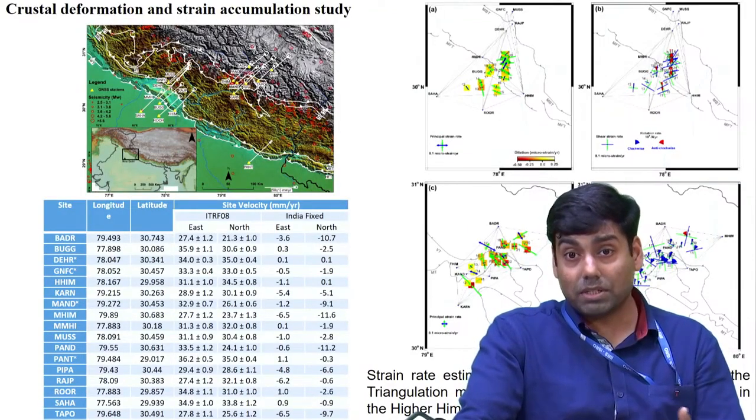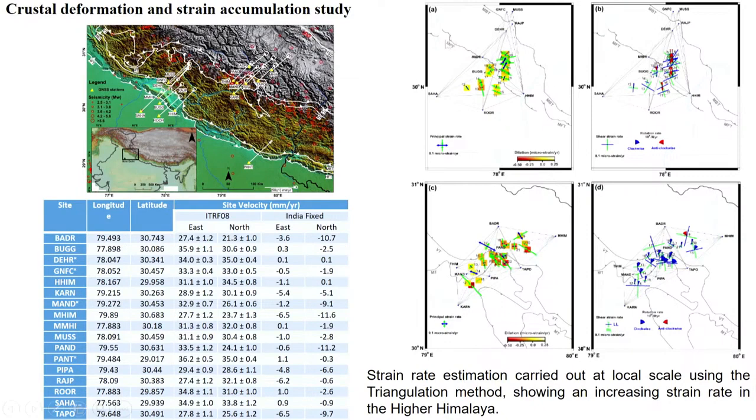You can see the strain budget of these local sites: compression, extension, shear strain, and rotation, how these are going on in this region. From this result, this region is experiencing anti-clockwise motion, and this region is experiencing clockwise motion. We have published this in the Journal of Asian Earth Sciences, and this region is also experiencing more volume strain as well as shear strain. All of this is confirmed by these results.